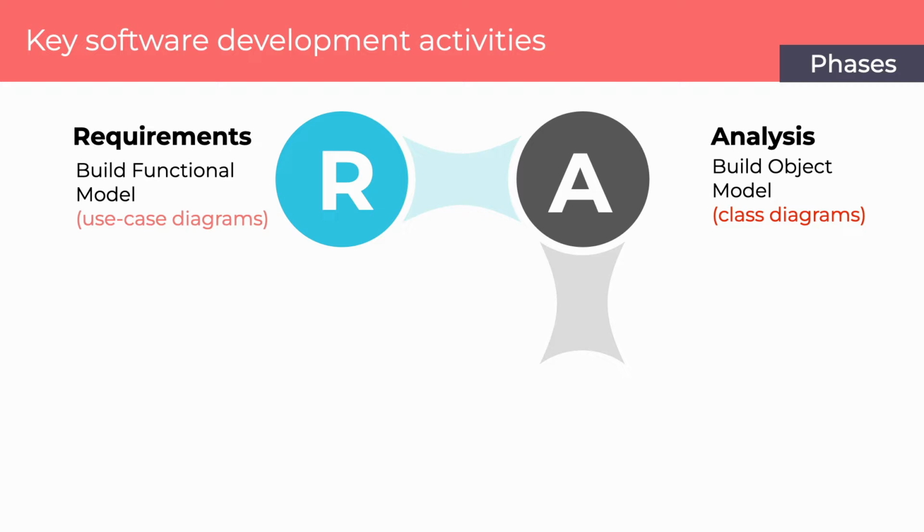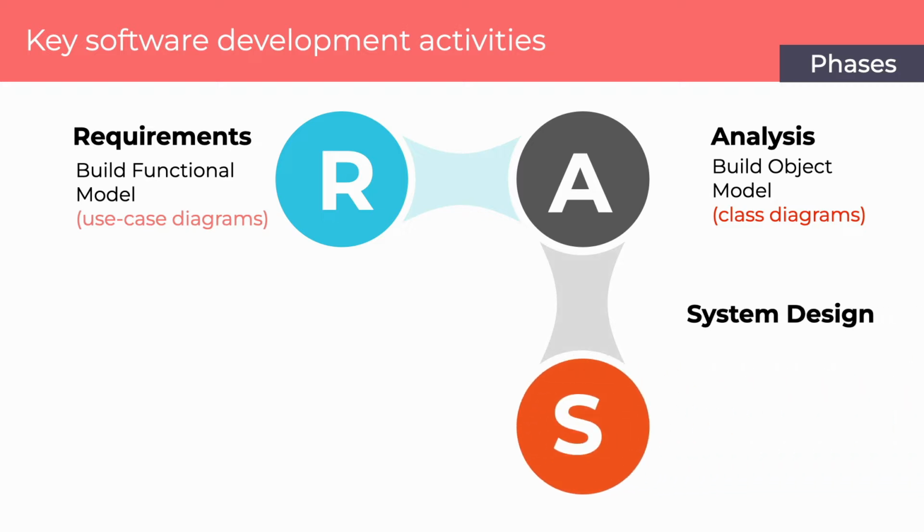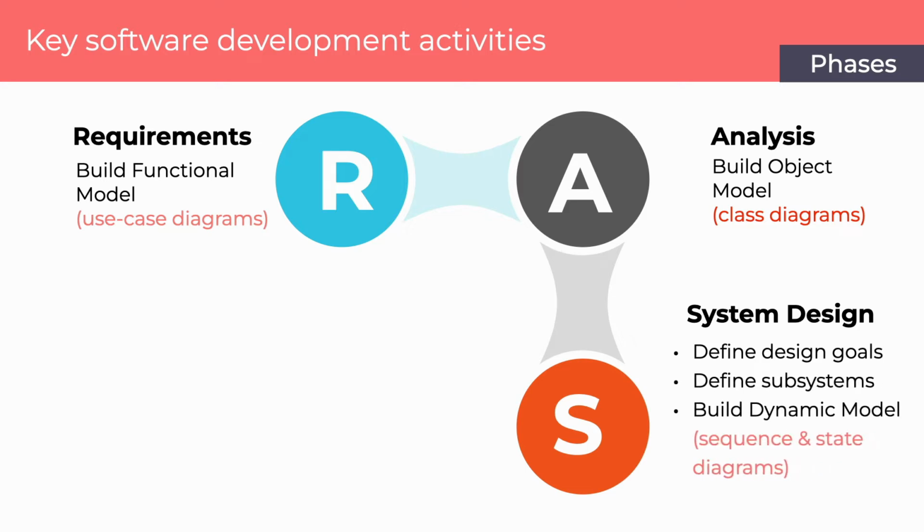The system design phase. In this phase, we perform a set of activities in order to define the design for a system. This is where we define the design goals and perform the system decomposition. We build the dynamic model for a system using the sequence and the state diagrams techniques that we learned earlier.